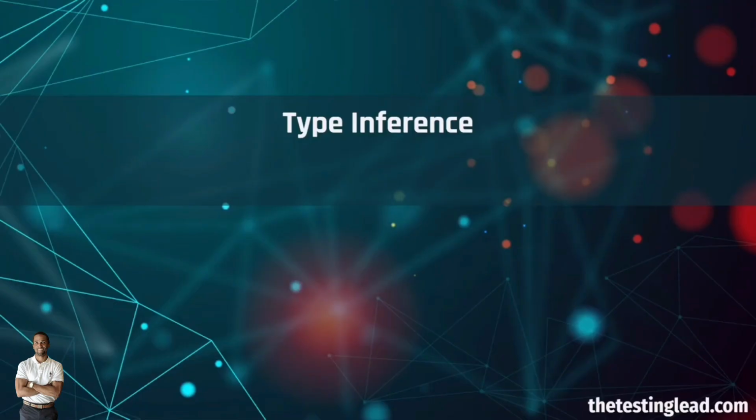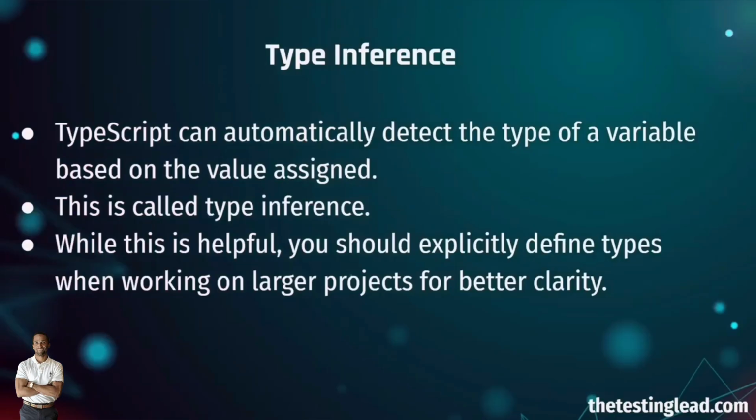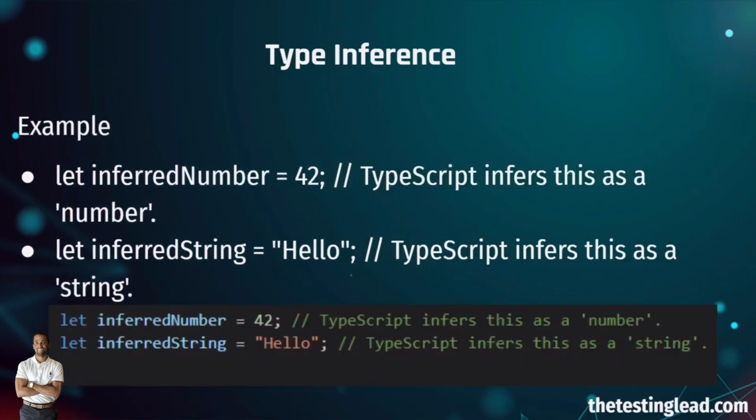Type inference. TypeScript can automatically detect the type of variable based on the value assigned. This is called type inference. While this is helpful, you should explicitly define types when working on larger projects for better clarity. But here's an example of type inference where the program itself will identify the data type we want.